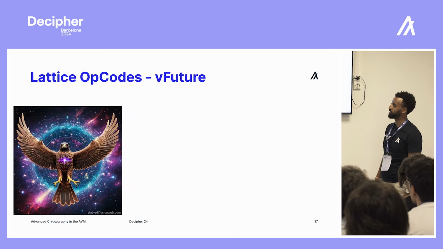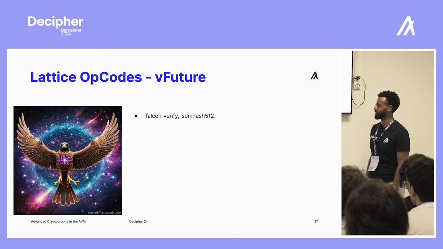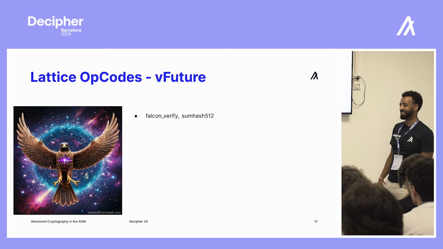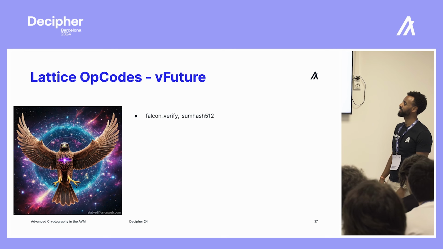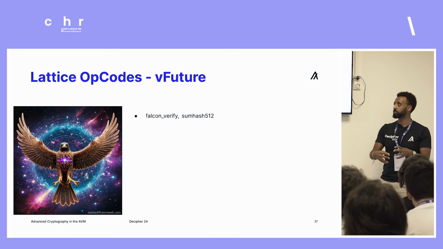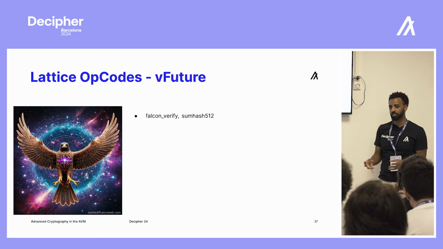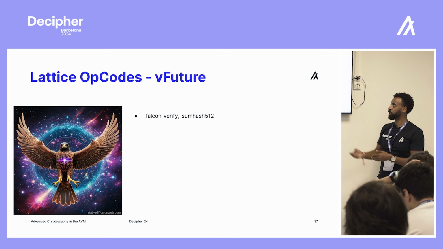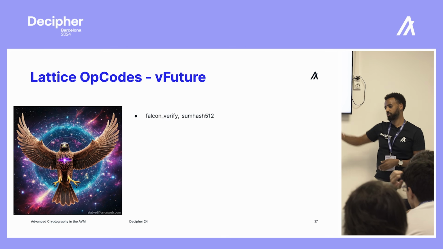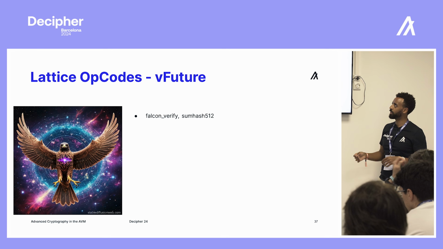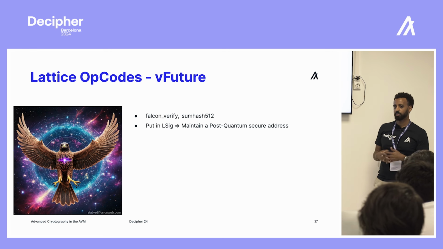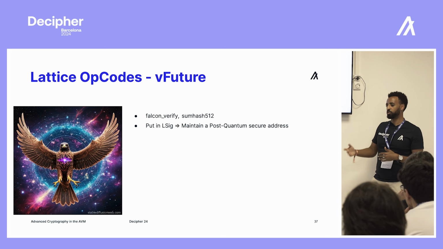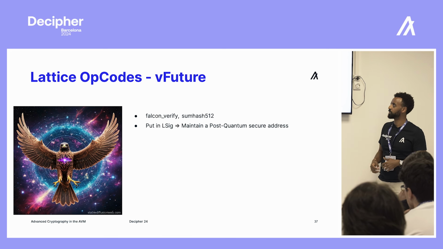Moving forward, we have another AI-generated Falcon. It's called Falcon with extra feet. This is very good prompt engineering. So we have these two opcodes that are used for state proofs. Falcon verify, to verify Falcon keys. That's a lattice-based signature scheme, and that's post-quantum secure. And then we also have another type of hash function called sumhash, which we're using to create these Merkle trees. They're currently in what's called vFuture, so they're not actually on mainnet, but they're ready, in case someone wants to use them, to be added to the next version as usable opcodes.